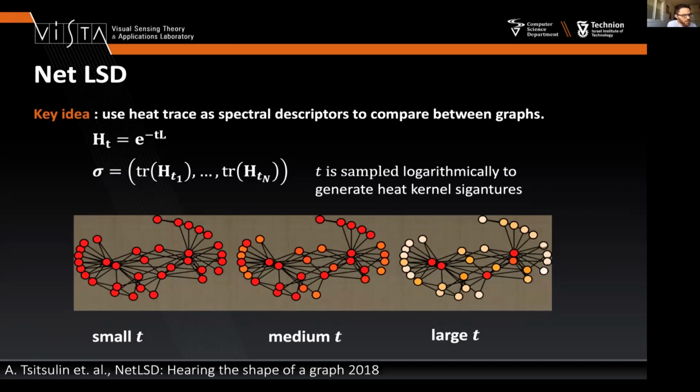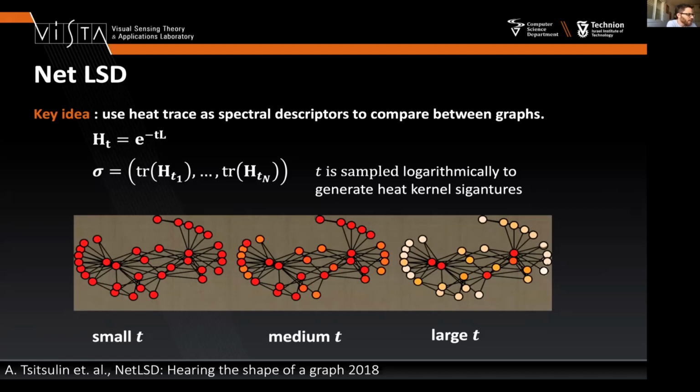This paper proposes to do graph classification by doing matching of spectral descriptors. And the descriptors that they use here is exactly this spectrum of the heat kernel. So I define this heat kernel, which is the exponent of minus t the Laplacian. Then there's this parameter t, a hyperparameter that allows me to control the scale of the propagation of heat on the graph.